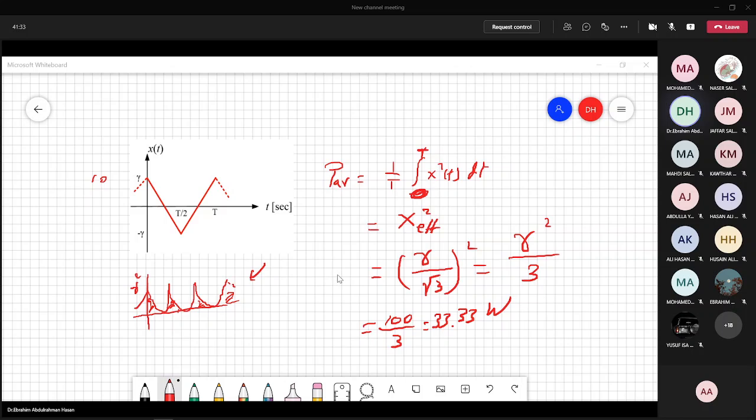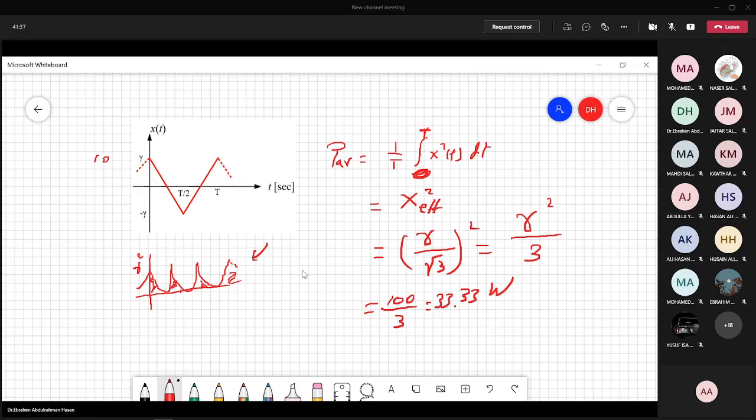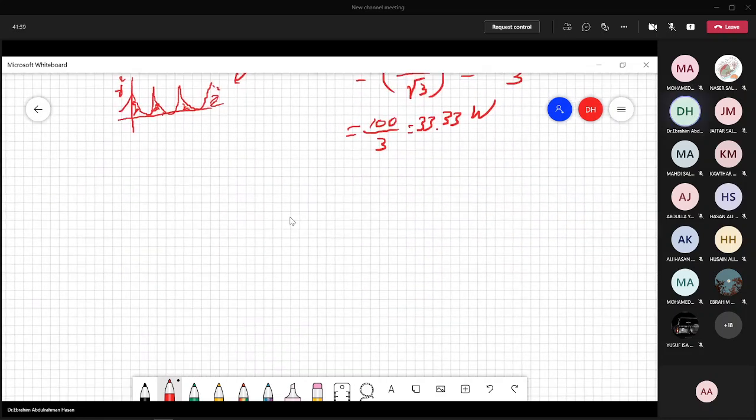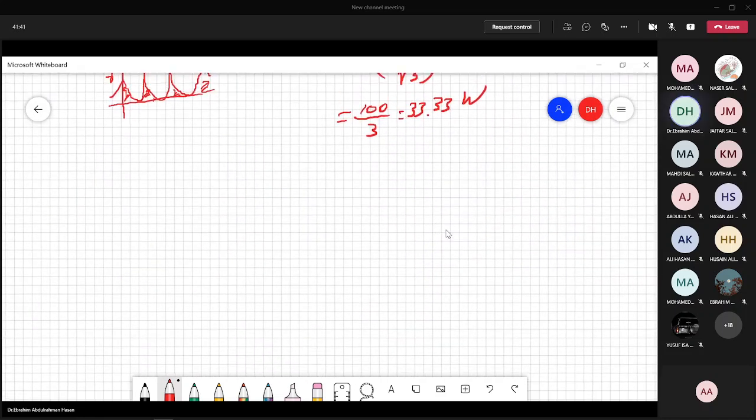Any question here? Is the case the same with discrete signals? Yes.